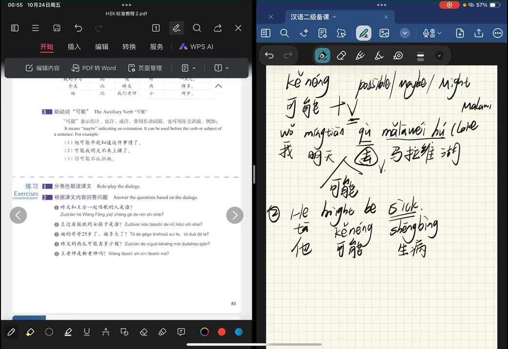So this action has already happened. The action is past. So 他可能生病了, he might be sick. 他生病了 means he was sick, but I'm not sure about that, I just guess. So I add 可能: 他可能生病了. So he didn't come to class, maybe he might be sick. 他可能生病了. Okay?